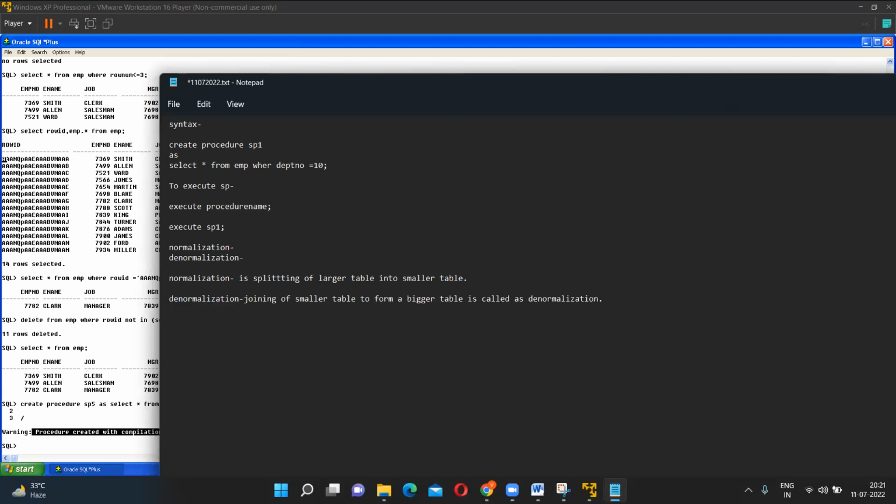Now guys, if we split a bigger table into smaller tables, what will happen? It will help to avoid redundancy. What is redundancy, guys? Repeated data. Redundancy means repeated data will not be there. And what will be the disadvantage of denormalization? Can you just tell me what the disadvantage of denormalization is?